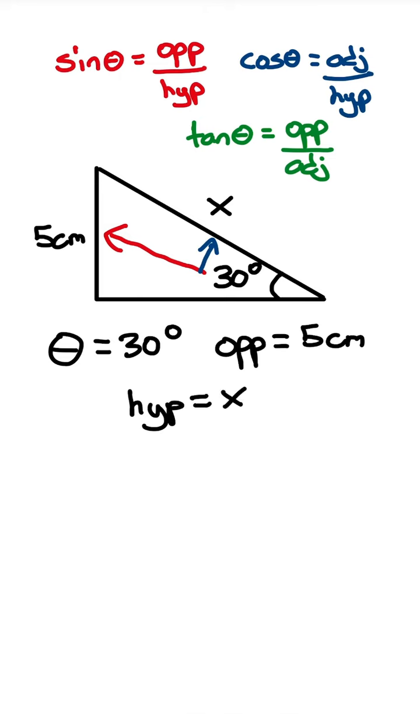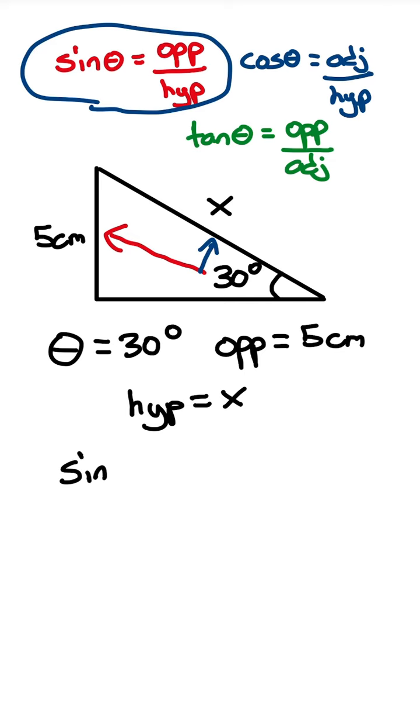Now we just have to find which formula corresponds to this value and the values that are given. We notice here that sine theta equals opposite over hypotenuse, so this has to be the formula we can use. And now all we have to do is simply plug in our numbers. So we have sine of 30, because theta is 30, equals our opposite, which is 5, over our hypotenuse, which is x.